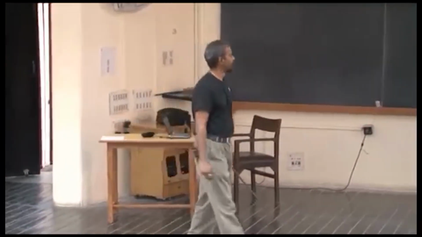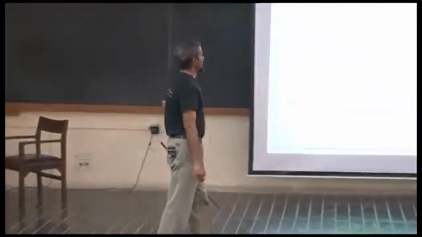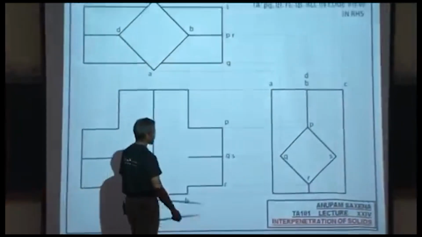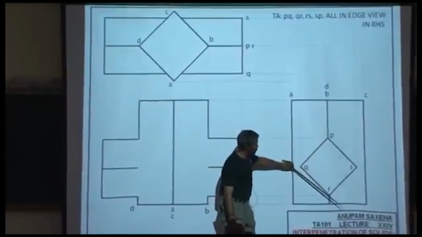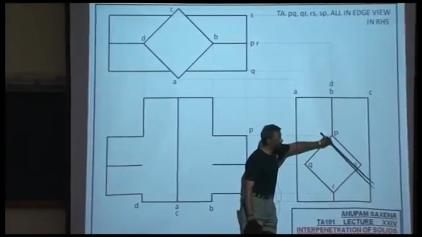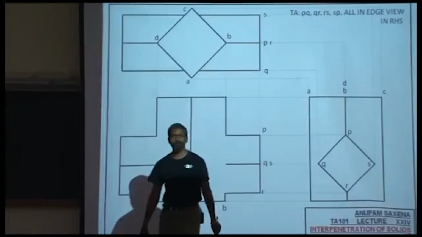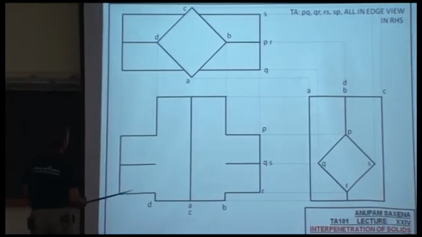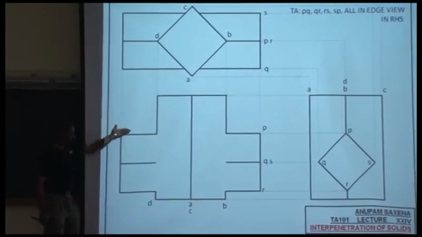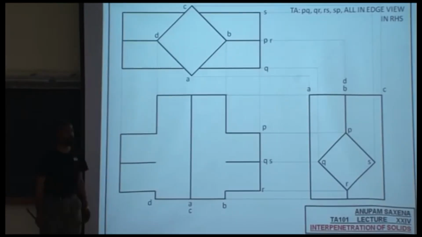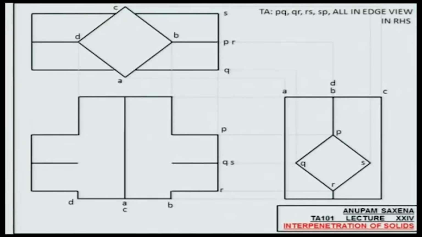Now, notice again that in the profile view, PQ, QR, RS and PS happen to be in the edge view. Okay. So this plane and this plane here, they happen to be all in the edge view in the profile view. Okay. So it's easier for us to figure out the intersection between planes and planes if we have a view where one of the planes is in the edge view. Right?